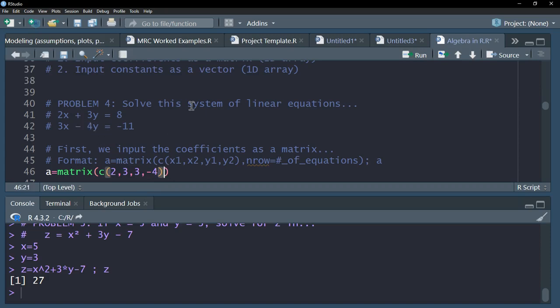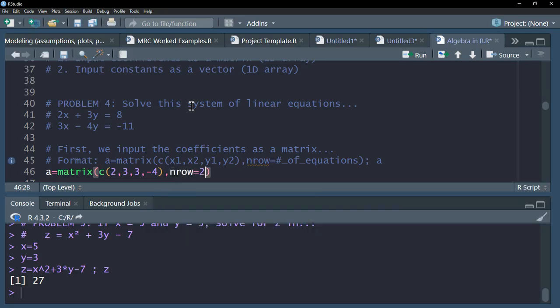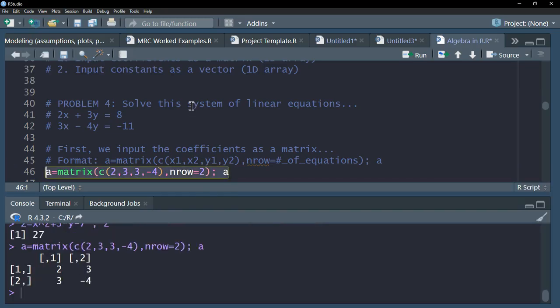All right, and because it is two-dimensional, R needs to know how many rows we're talking about. So in row, number of rows is 2. Okay, so let's just run that and see what we get. We get a 2D array of data, the 2, the 3, the 3, and the -4. The same thing here. We've taken our coefficients and put them into a matrix.